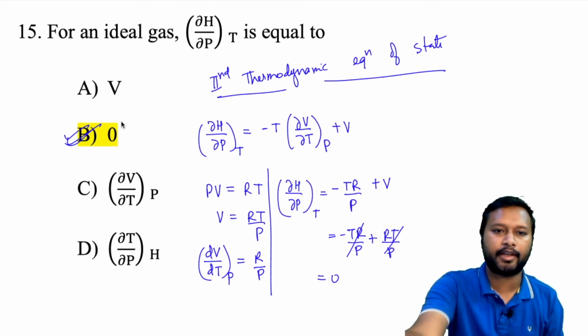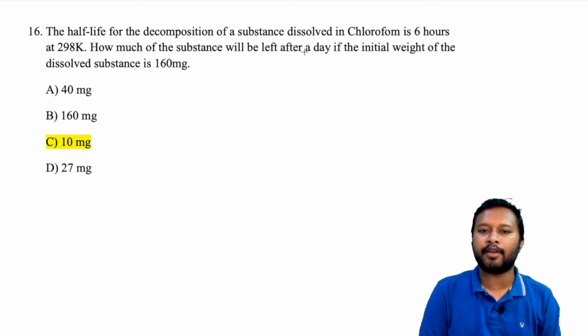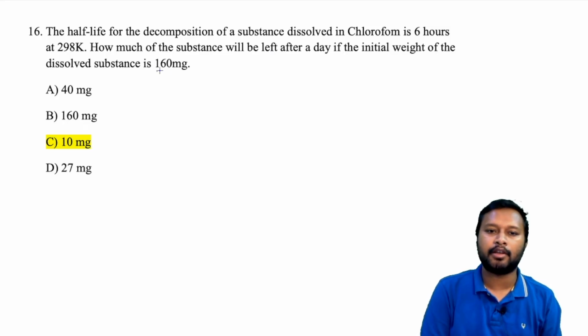Okay, let's take the next one then. The next question says that the half-life of the decomposition of a substance dissolved in chloroform is 6 hours at 298 Kelvin. How much of the substance will be left after a day if the initial weight of the dissolved substance is 160 milligram? Okay, so that's what is given to you. So T half is given to you as 6 hours.